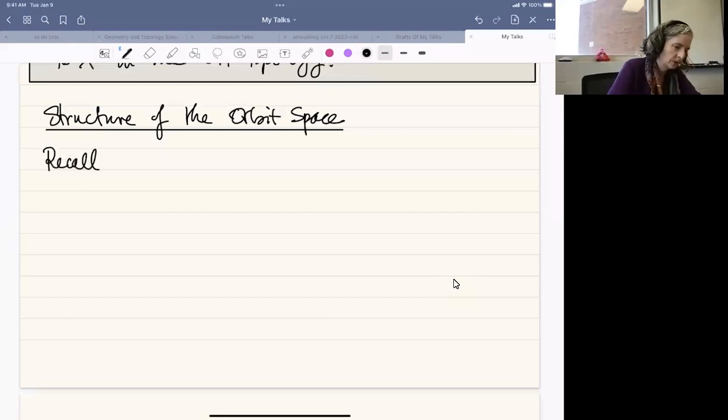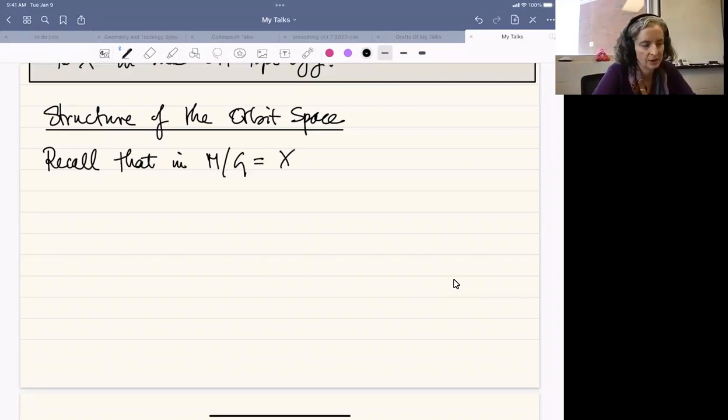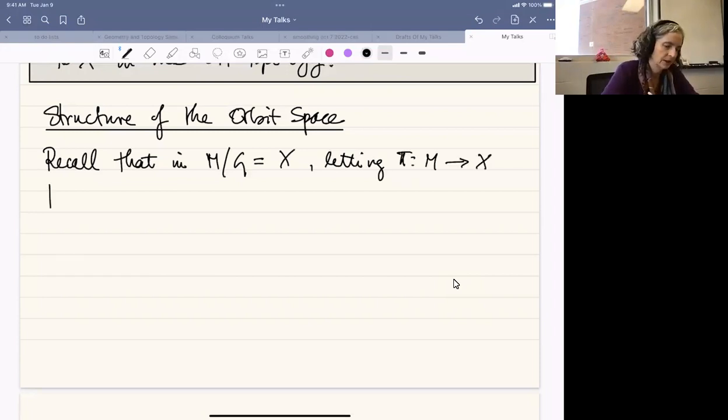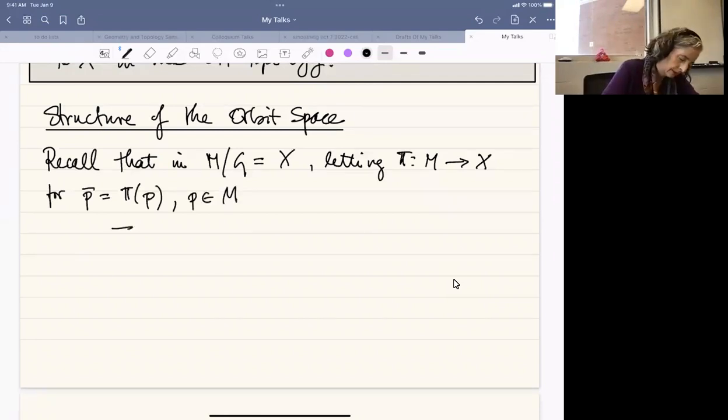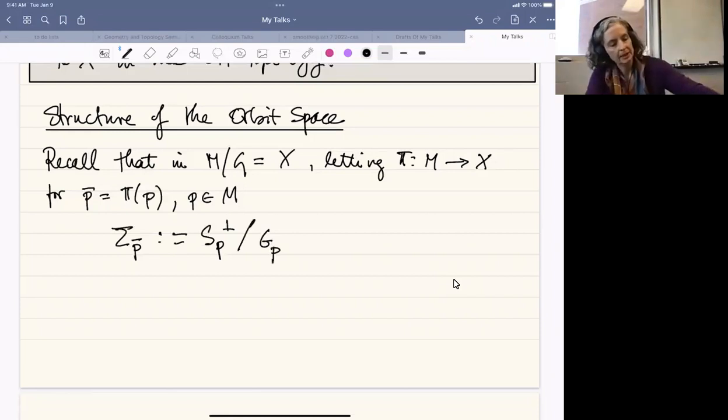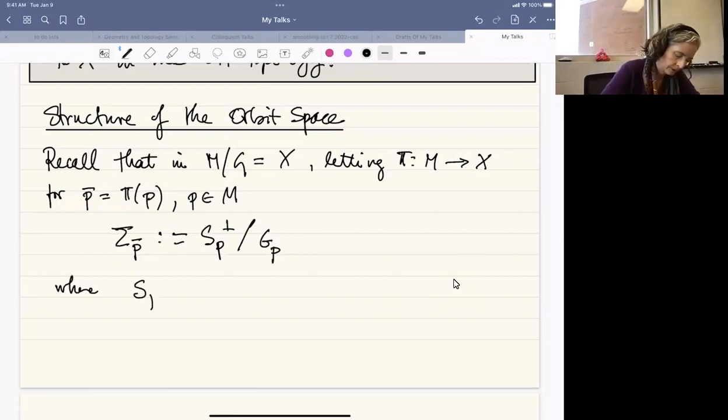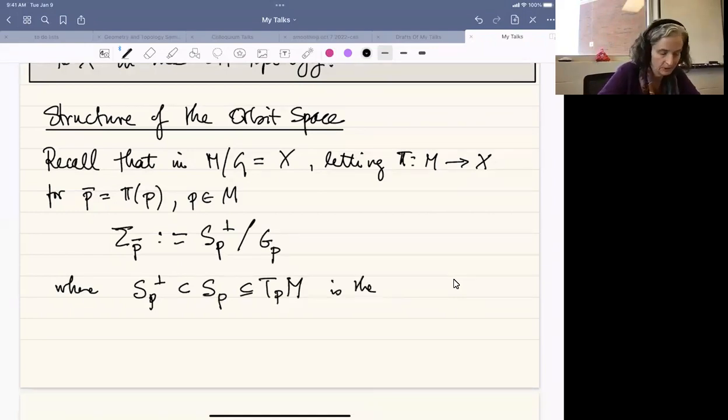Okay, so I just want to recall, or tell you for the first time if it is. If I'm looking at a quotient space of an isometric action on a Riemannian manifold, if I let pi be the projection onto the Alexandrov space, and I take p bar equal to the image of a point p, the orbit of p, then the space of directions at p bar in X is by definition equal to the quotient by the isotropy group at p of the unit normal sphere to the orbit. This is where S_p perp is the unit normal sphere in the unit sphere of the tangent space of M.